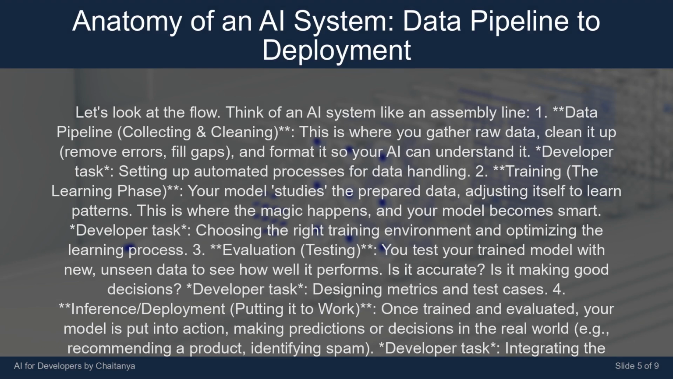Let's look at the flow. Think of an AI system like an assembly line. 1. Data pipeline. Collecting and cleaning. This is where you gather raw data, clean it up, remove errors, fill gaps, and format it so your AI can understand it. Developer task: setting up automated processes for data handling.